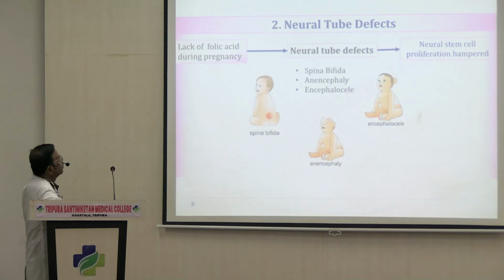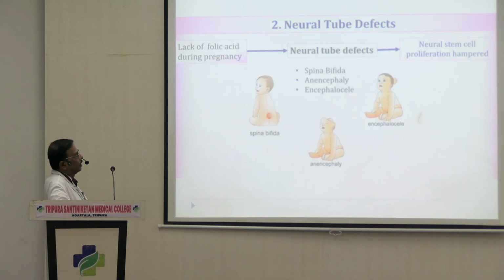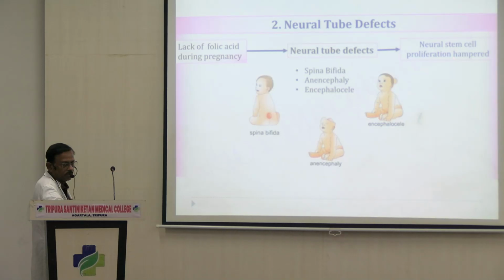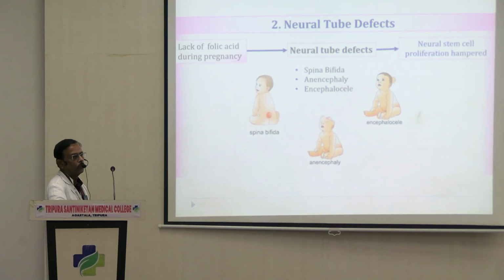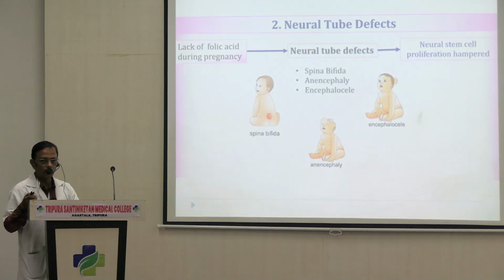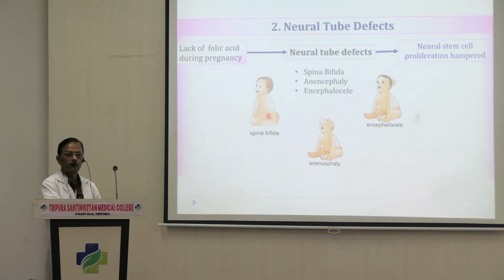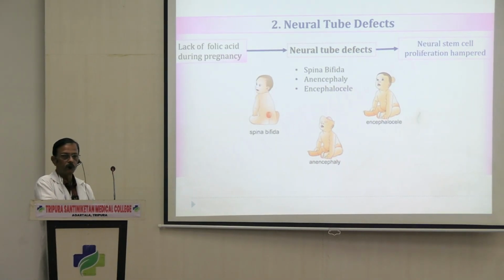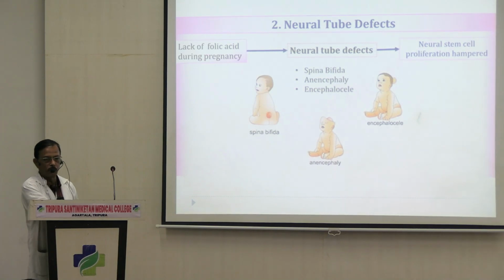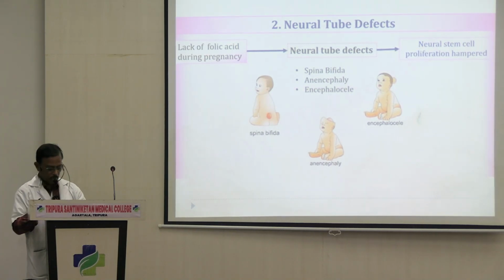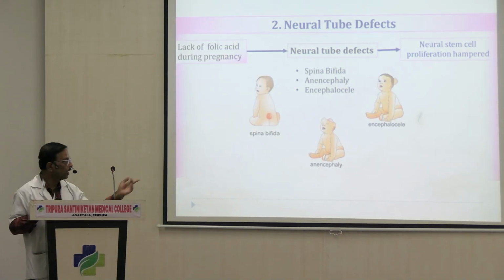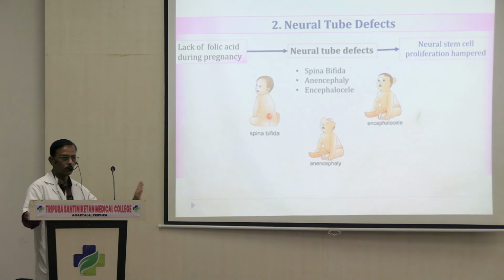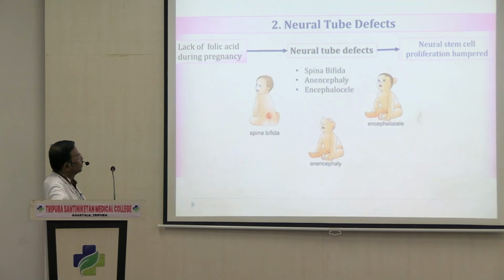Due to the deficiency of folic acid, neural stem cell proliferation is hampered, and that causes these problems. So in that case, once there is a diagnosis of pregnancy, we give folic acid supplement to prevent neural tube defect. So you will get a question: in early pregnancy, folic acid supplementation is given, explain why. This is the reason. So prepare it nicely, definitely you will get this question.